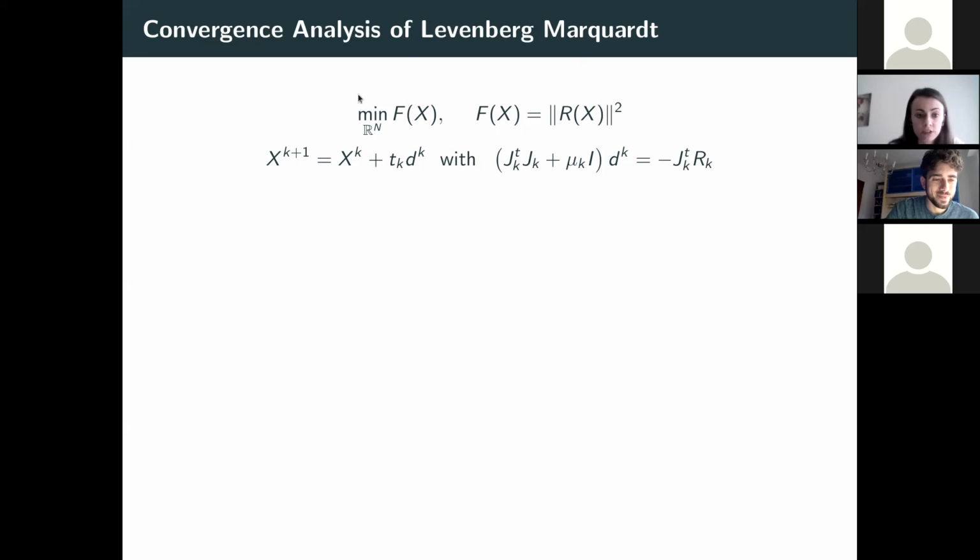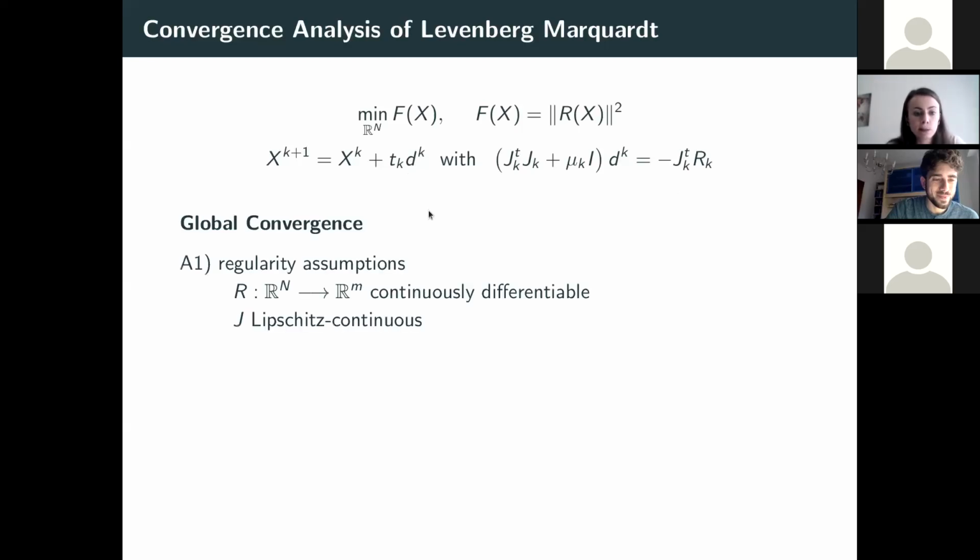So now we consider just a generic least squares problem. This is again the Levenberg-Marquardt iteration. Here I also introduced a step size that is sometimes used. And again, we have the linear system that defines our direction. We'll first talk about global convergence. Well, these are regularity assumptions.